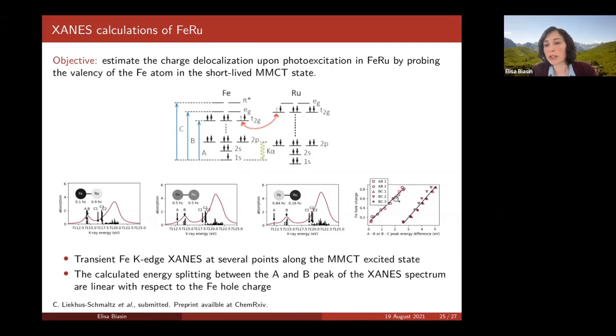What we concluded is that the energy splitting between the A and the B peak is linear with respect to the iron hole charge density. And so we thought, okay, if we can see where the A and B peaks are in the excited state of the ferrocyanide, then we can use that as a ruler to understand the amount of charge delocalization in the excited state.